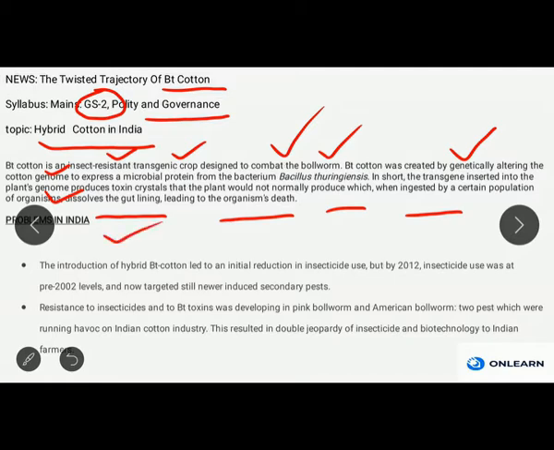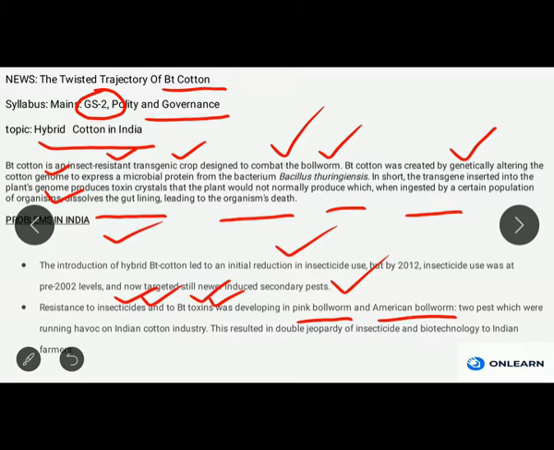The introduction of hybrid BT cotton led to an initial reduction in the insecticide use, but it increased after 2012. And also, resistance to insecticides and to BT toxins was developing in pink bollworm and American bollworm. So both pink bollworm and American bollworm were the major enemies of the cotton plant, and they started developing resistance to both insecticides and also to BT toxins.